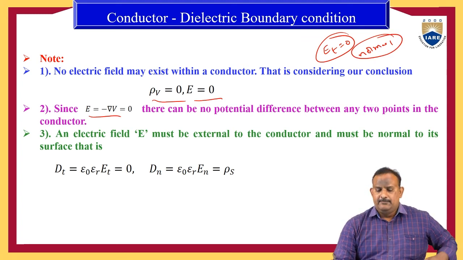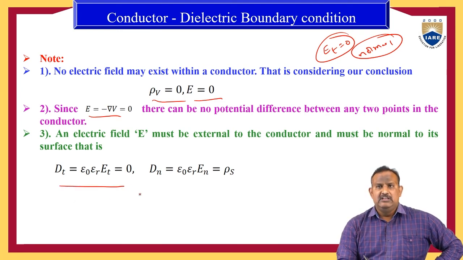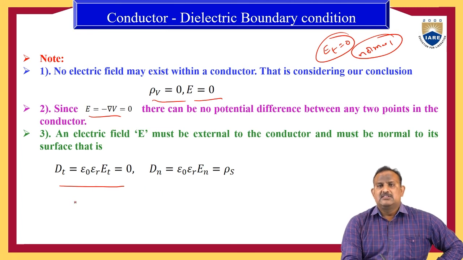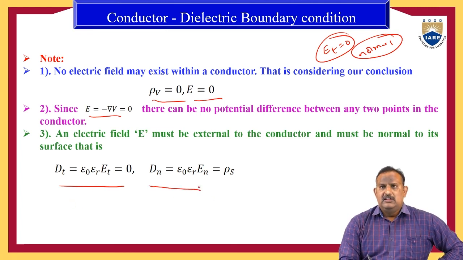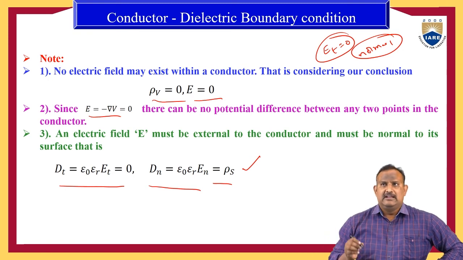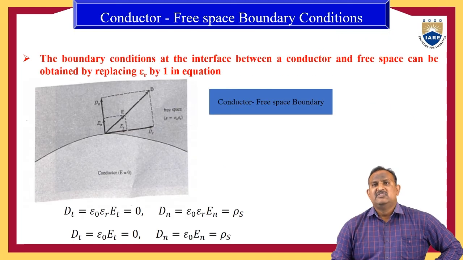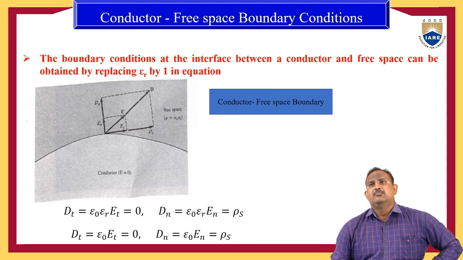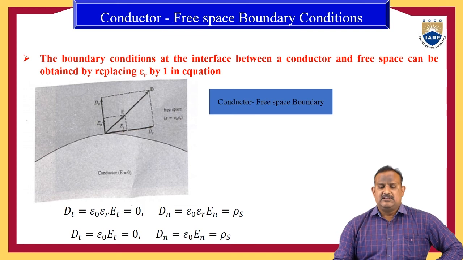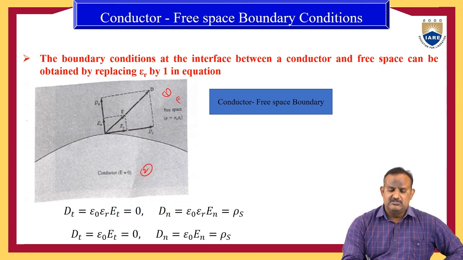Therefore, we can write Dt is equal to epsilon naught into epsilon r into Et, which is equal to 0, because the tangential component is 0, and Dn is equal to epsilon naught into epsilon r into En, which is equal to rho s. So, this is about the conductor dielectric boundary condition. Third one is conductor free space boundary conditions. Let us assume media 2 is a conductor and media 1 is free space.